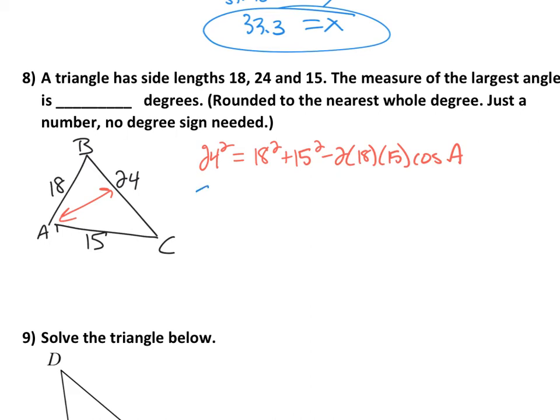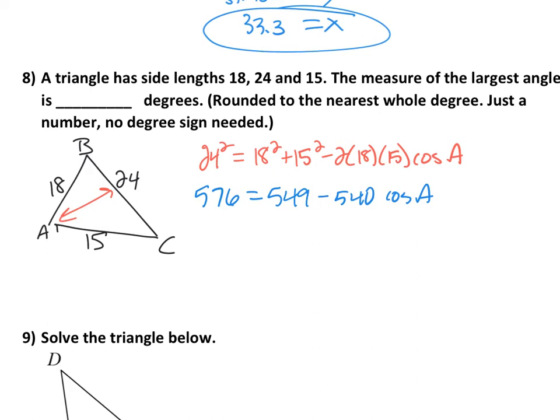Okay, so I'm going to get 576, and then I'm going to do 18 squared plus 15 squared, and that's going to be 549. And then I'm going to do 2 times 18 times 15, and that's 540 cosine A. Again, you don't want to subtract here and make it 9 cosine A. That's not going to work.